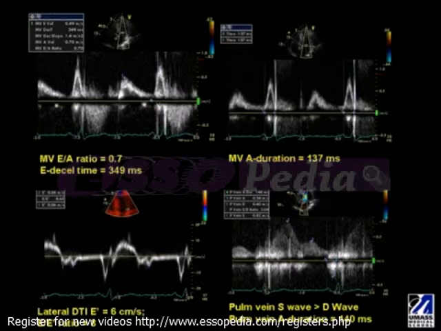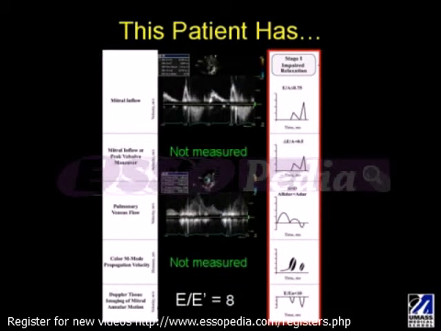To the right, in the pulmonary veins, the S-wave is much greater than the D wave, and the pulmonary vein A-wave duration equals 140 milliseconds. So this patient has stage 1 impaired relaxation, and for obvious reasons, the mitral E to A ratio is less than 1 or less than 0.75. You see that the deceleration time is increased.